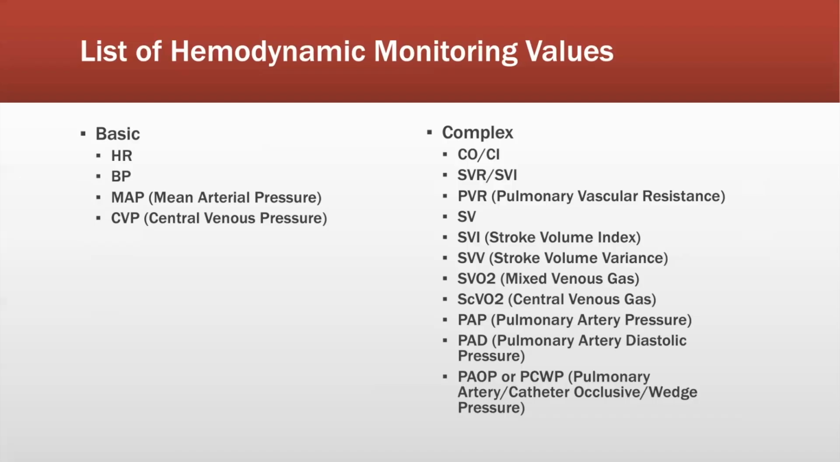So the basic hemodynamic monitoring values are things like heart rate, blood pressure, MAP, and CPP, and then all the complex things here. These are things just about in order of what we talked about: cardiac output and index, SVR, PVR, stroke volume variance, mixed and central venous gases, and then our pulmonary artery and capillary occlusive wedge pressure. So don't forget that I will have these posted. I will give you the reference ranges. Most references are a little bit different, but we will go by the averages that I've been seeing.